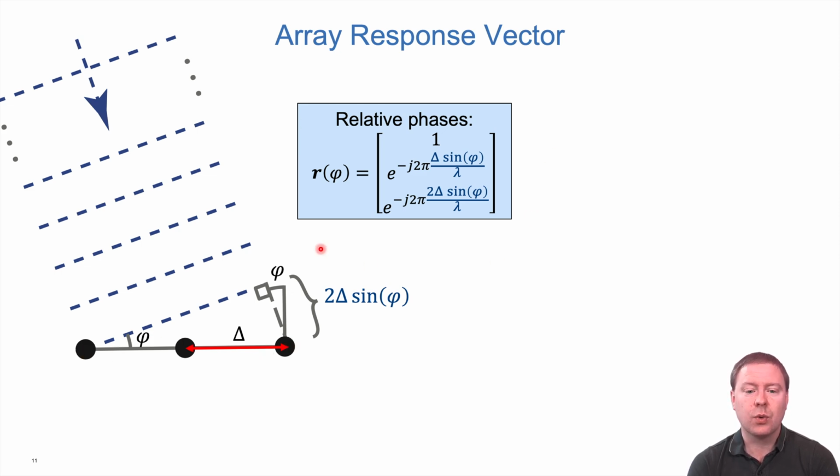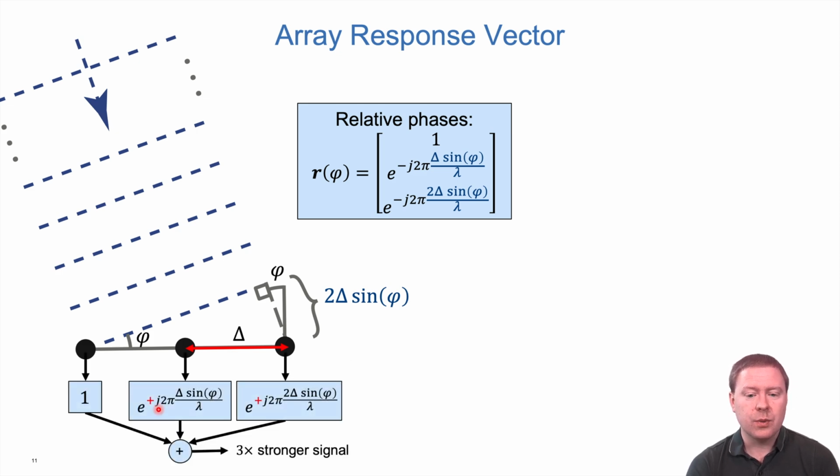This array here is called the array response vector. It shows you the phase shift at the different antennas. If this were a receiving antenna array, what you would like to do now is to compensate for this phase shift. So you take each of the signals and multiply them with the same values as here, but with the plus sign instead of the minus sign. So 1 here, plus j2π and the same phase shift value here, and then plus the same value over here. And when you add them up, you will get a signal that is 3 times stronger in amplitude than you had before, because you add up 3 different signals in phase.